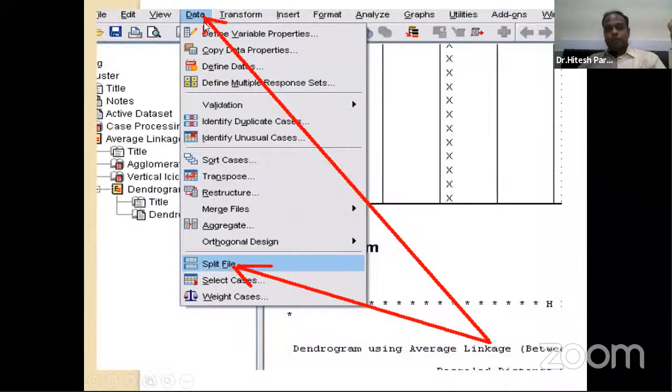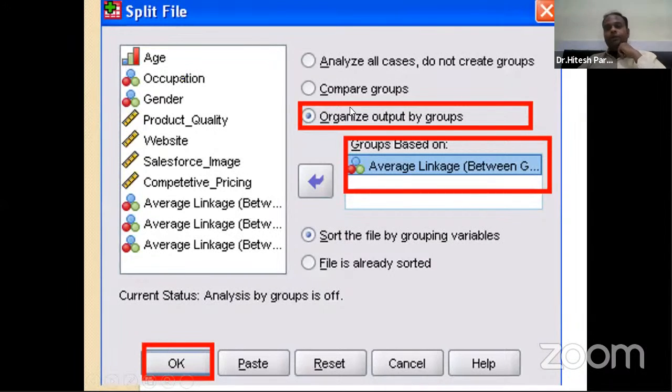understanding, you just click on Data and Split File. Data and Split File. Once you click on Data and Split File, you need to click here, Organize output by groups. Organize output by groups. Then you will observe here some 4 variables of a nominal kind.